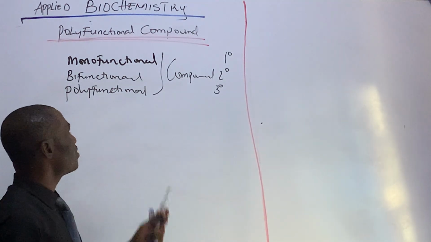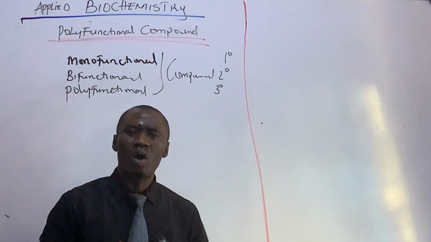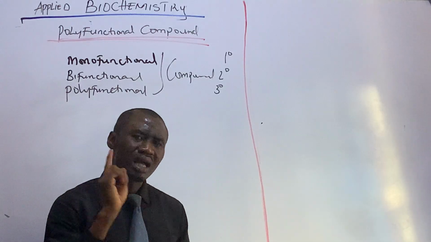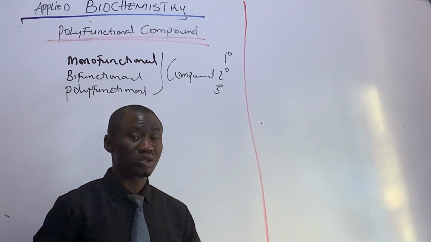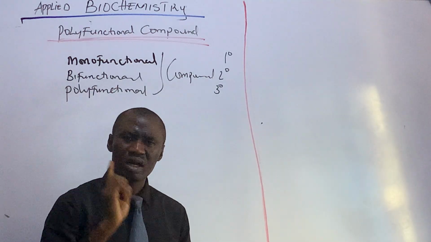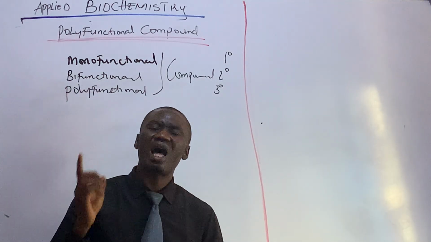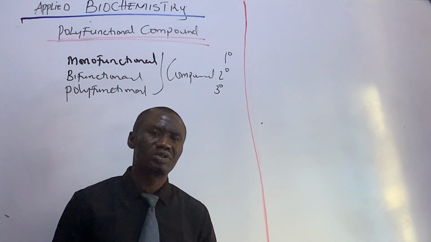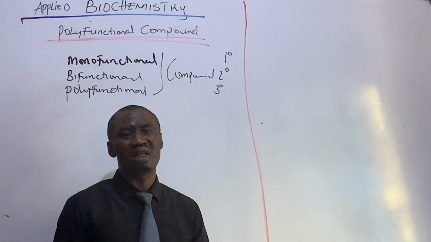Now, what do we mean by the word monofunctional compound? These are organic compounds or molecules that have one functional group. When we talk about the bifunctional compound, these are compounds or molecules that have two functional groups. And we're going to give examples of those.